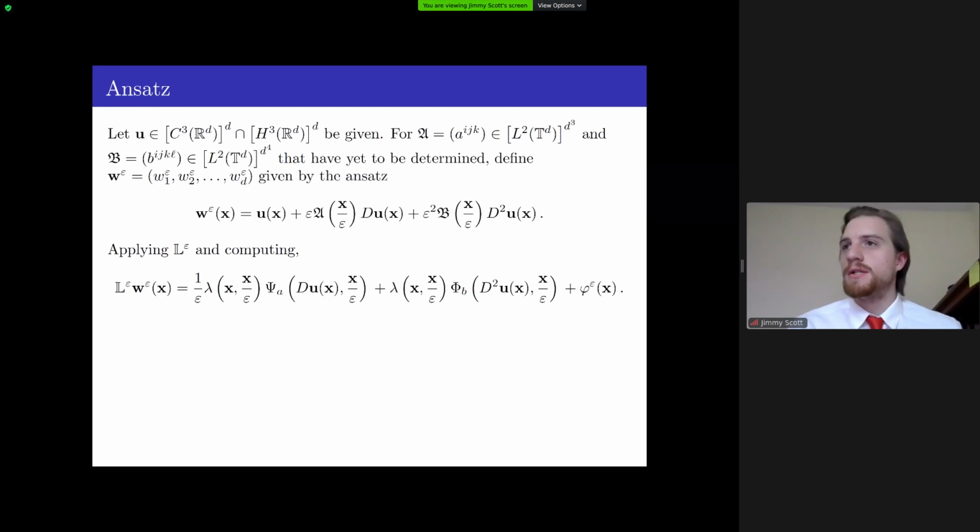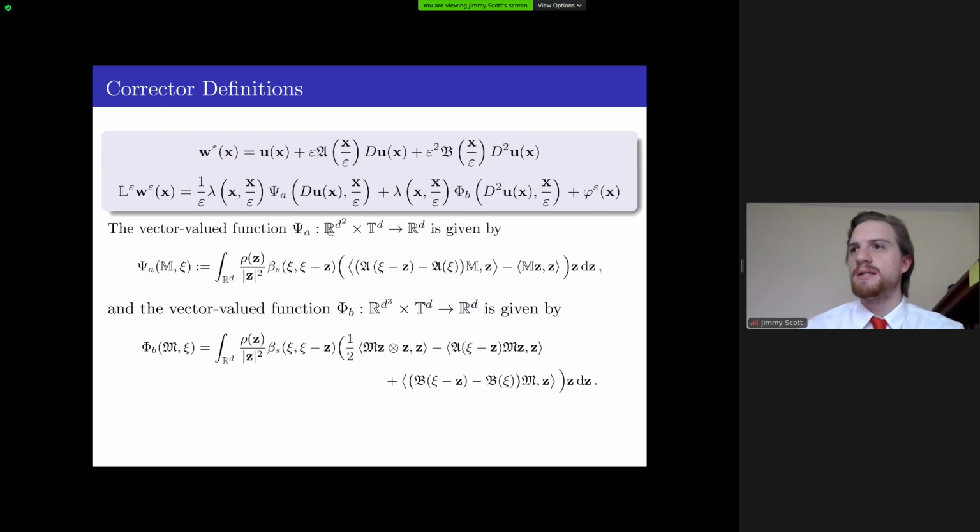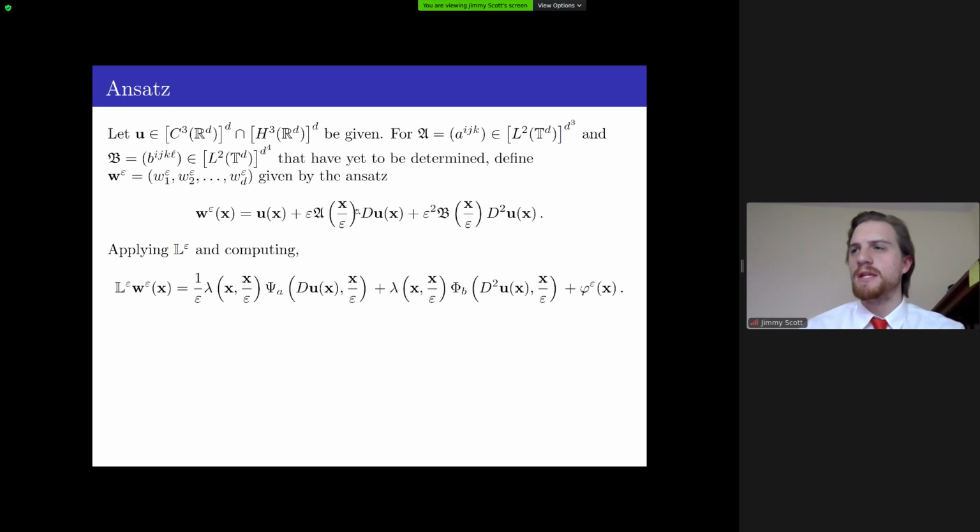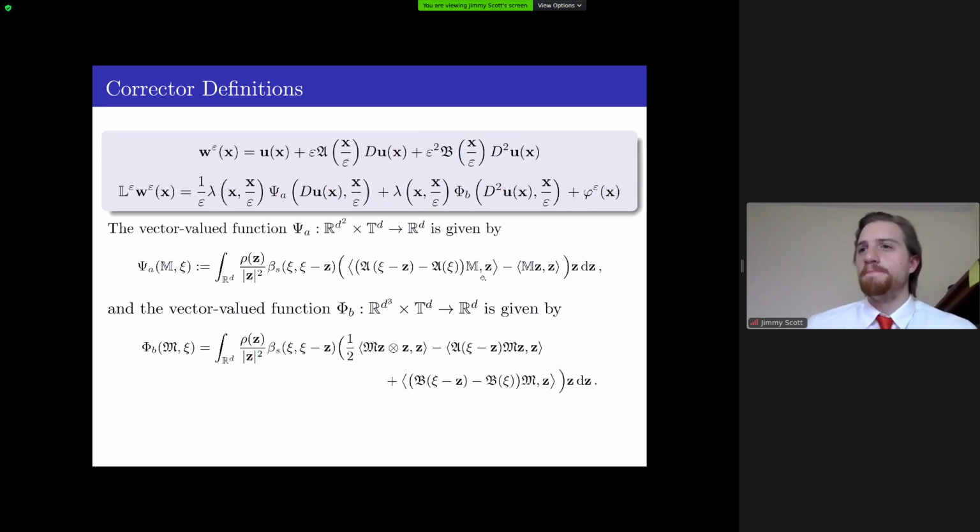This is just a sketch using the corrector technique. The idea is to find some ansatz, some perturbation of the limiting solution U, so that when you plug it into L epsilon, it is relatively close to the limiting operator acting on the limiting solution. So the ansatz is here, and the main point is that we have to be able to solve for these correctors, the functions A and B, depending on x over epsilon. And we can do that via the associated cell problems.